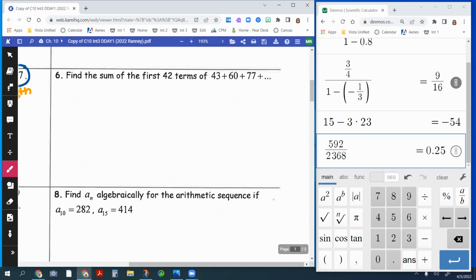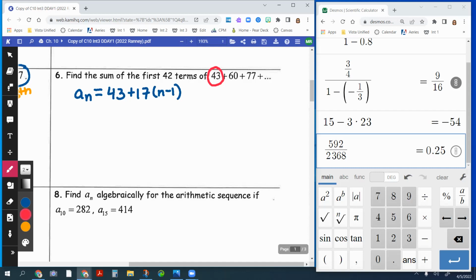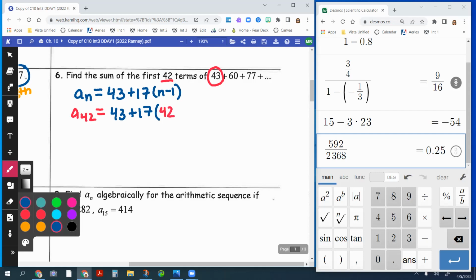On number 6, find the sum of the first 42 terms. So looking at this, it looks like I'm adding 17. So if I was to figure out an equation for this, I am going to have 43, and I'm adding 17 n minus 1 times. I need to know to find the sum, my first term, which I know, but I also need to find my 42nd term. So I'm going to find a sub 42. That is going to be 43 plus 17 times 42 minus 1.